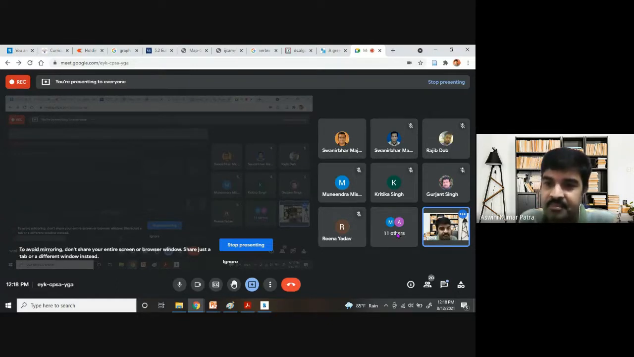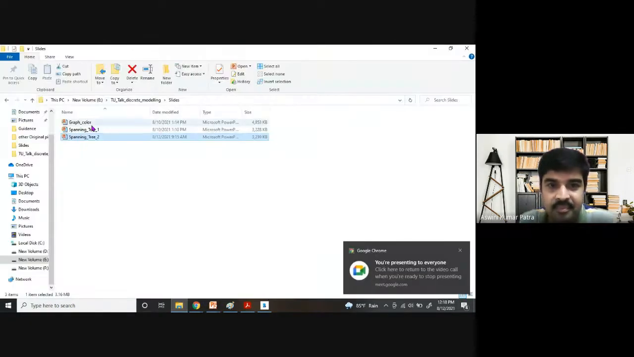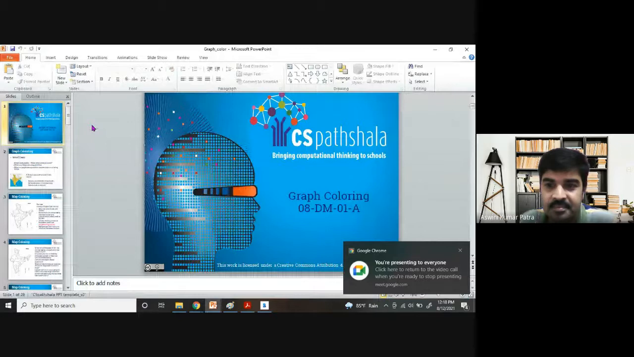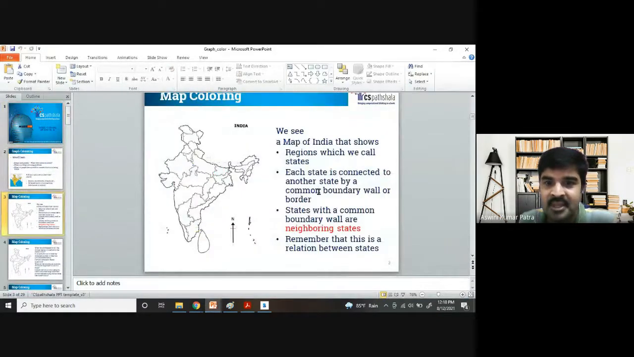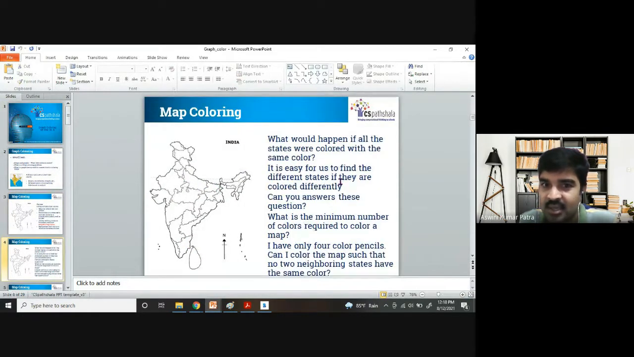Okay. Let me introduce one more model. Graph coloring. You can introduce the map to the students, and you can ask them how we can color the map. Why is coloring a map essential? Because you cannot map the whole of India with the same color. In that case, we cannot identify the boundary of one state from another. That's the theme behind color mapping.